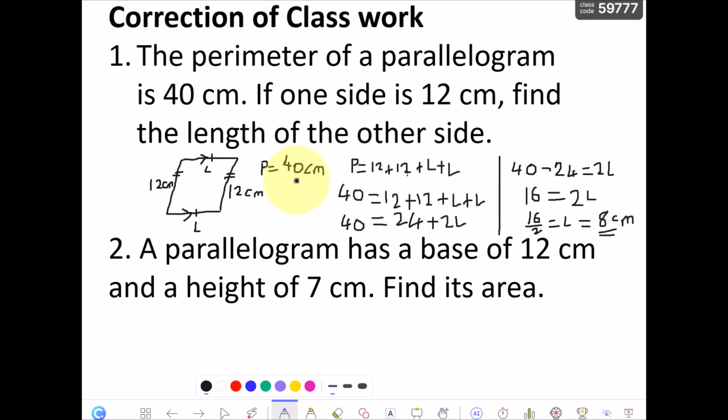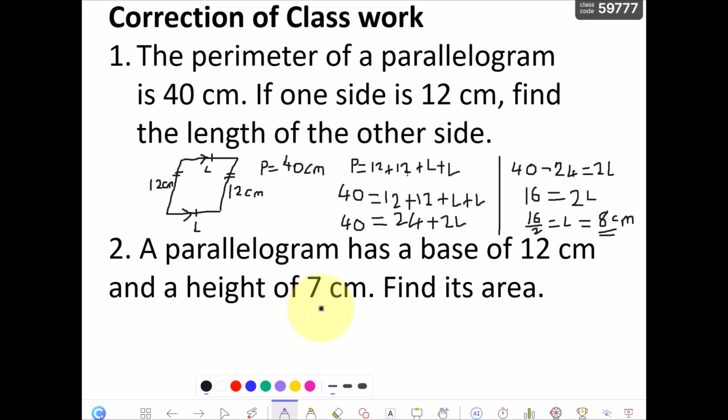So take note, first is to put your formula for perimeter. Since the question is talking about perimeter, put your formula for perimeter, which is P is equal to the total sum of the length of all the sides, which is 12 plus 12 plus L plus L. Then L plus L is 2L. 12 plus 12 is 24. Then collect like terms. When 24 crosses over, it becomes negative, which is 40 minus 24, 16. Then divide both sides by 2. 16 divided by 2 gives 8. So that is the first answer to this class work, the correction.